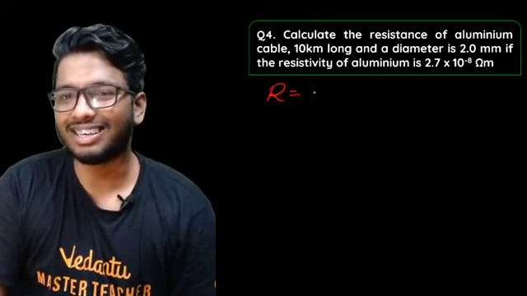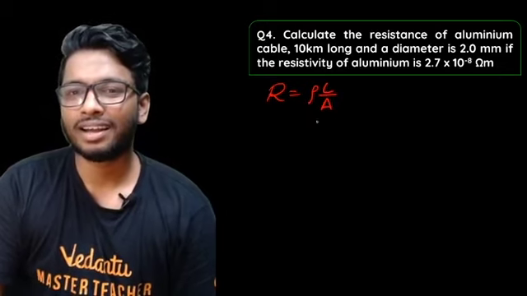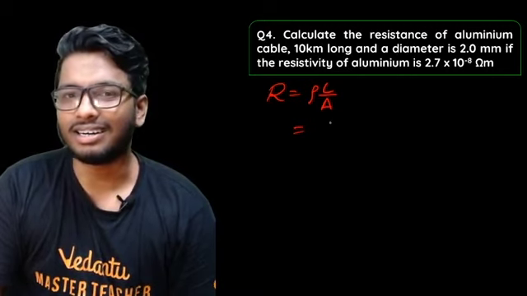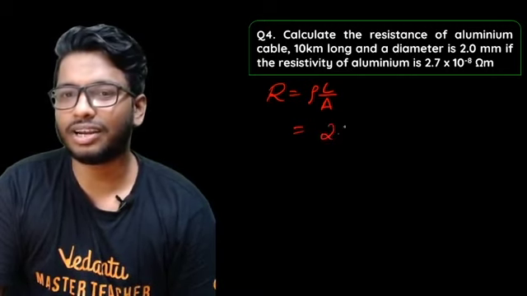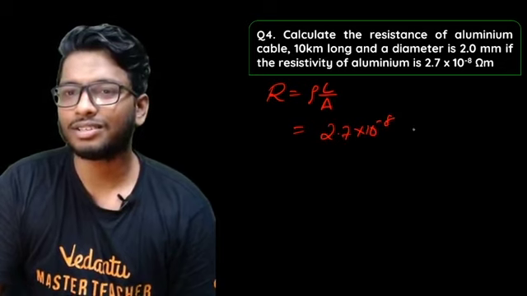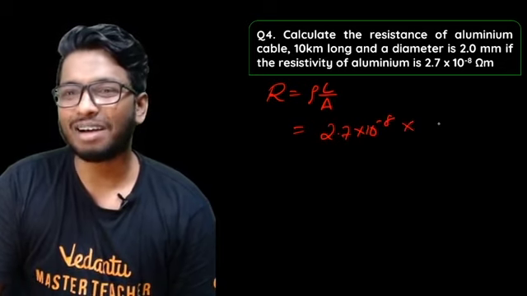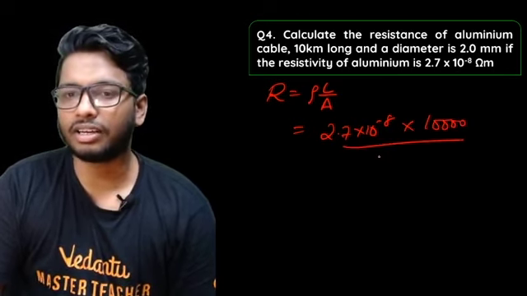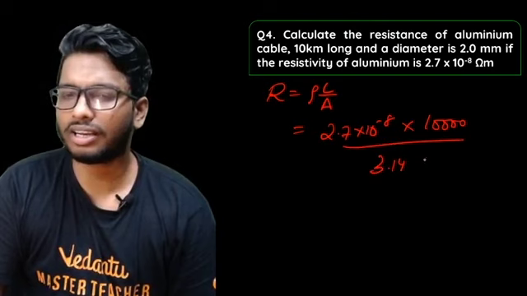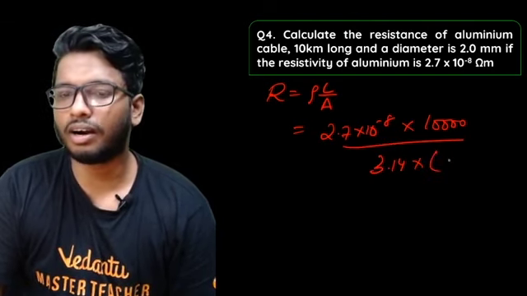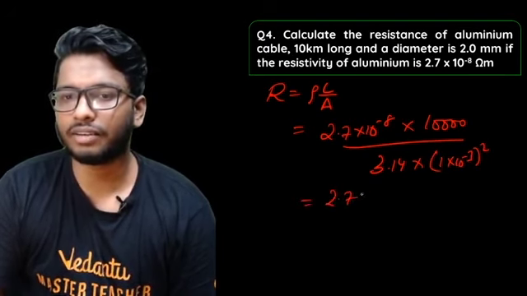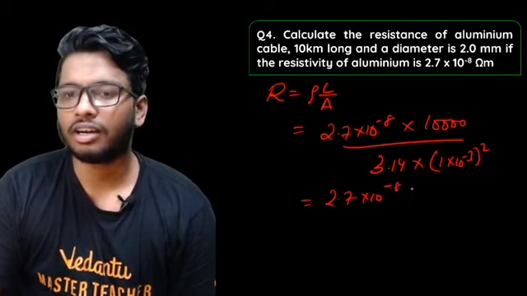So R is equal to rho L by A, and rho is given as 2.7 into 10 to the power of minus 8. Sorry about that, people. Happens. So that is 10,000 divided by pi, which is 3.141, or I'll take it as 3.14, into 1 into 10 to the power of minus 3, the whole square. So if you do the calculation, you get 2.7 into 10 to the power of minus 8.